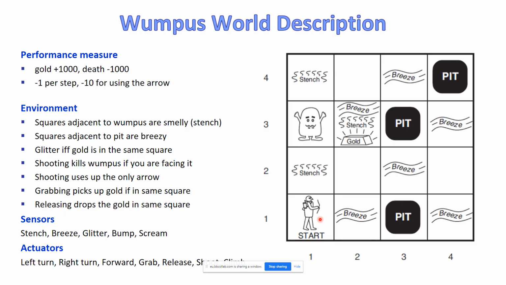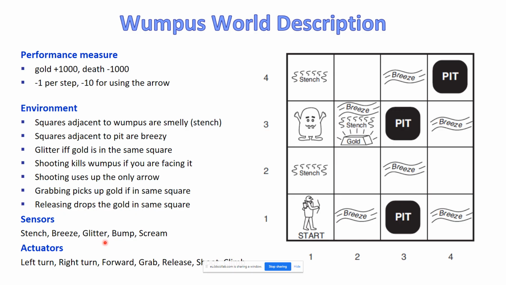I think that's it. The sensors again: we have 5 sensors. We talked about stench, breeze, glitter. You will find glitter in the room where the gold is. So if you step in a room where the gold is, you will sense a glitter. That means that the gold is here.